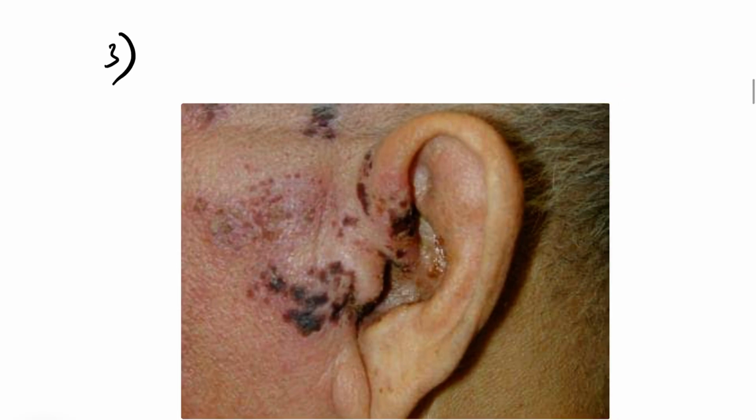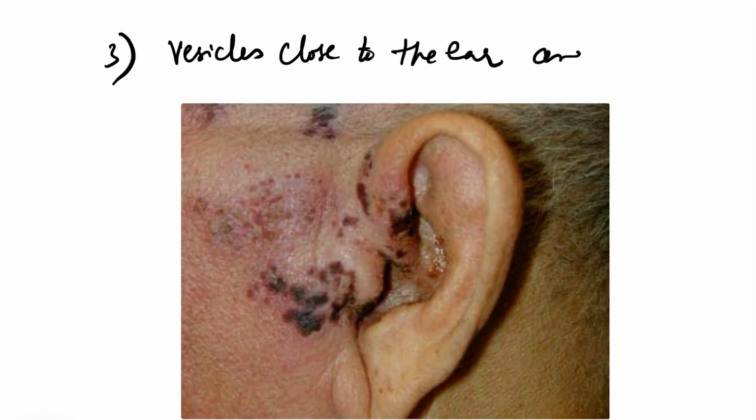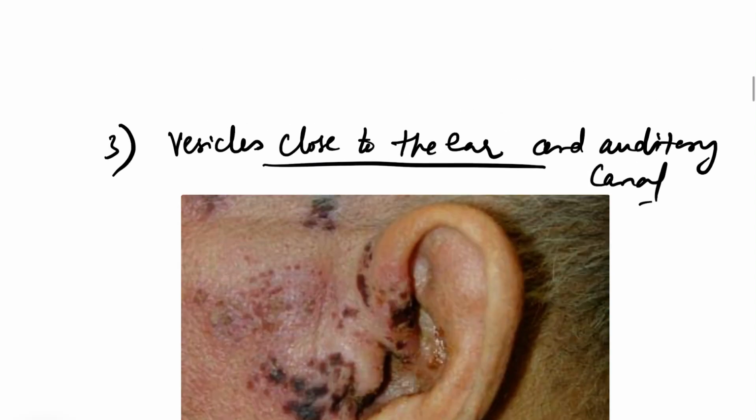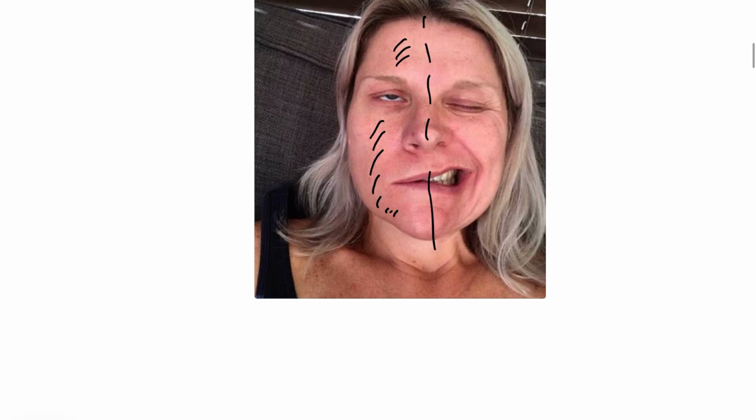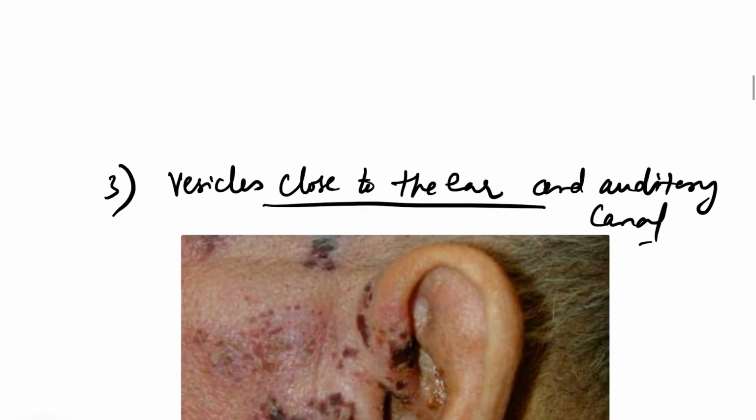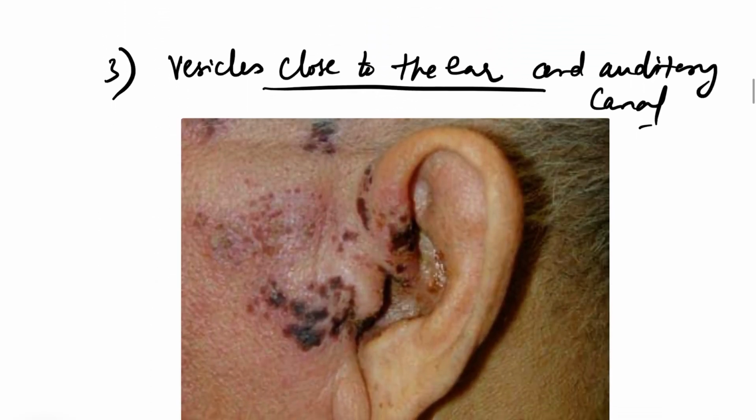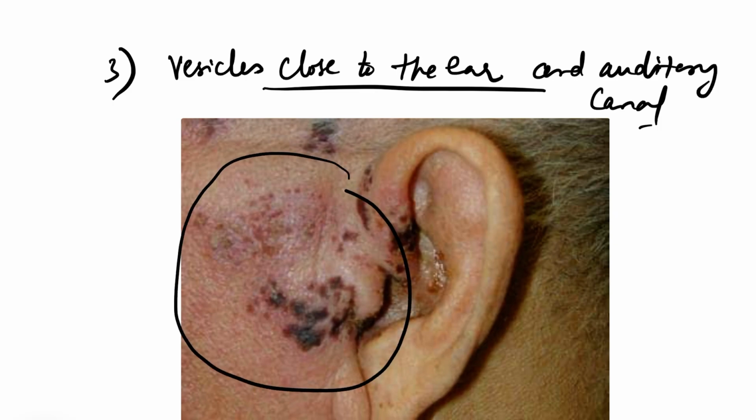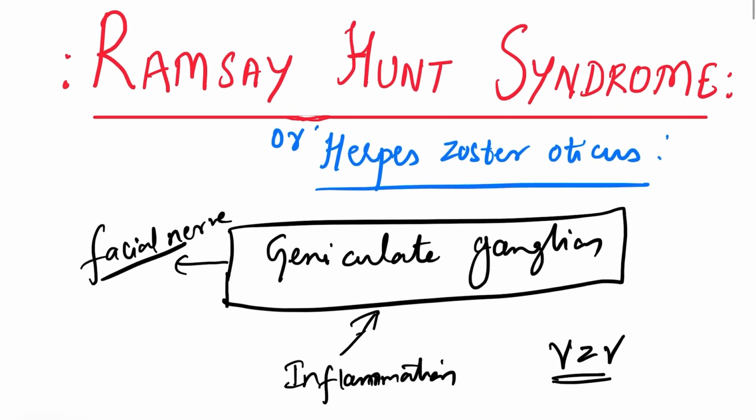So there is a triad of these three things: facial paralysis, otalgia, and vesicles close to the ear and auditory canal. Classically this triad of three symptoms, you can see this rash near to the ear and the auditory canal. So this type of presentation together is termed as Ramsay-Hunt syndrome.